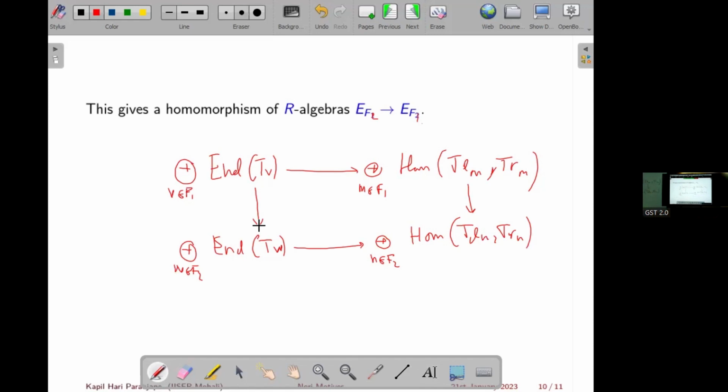Okay. So this diagram commutes, that is not a problem. The thing to understand is, why is the map actually from endomorphisms in the opposite direction?